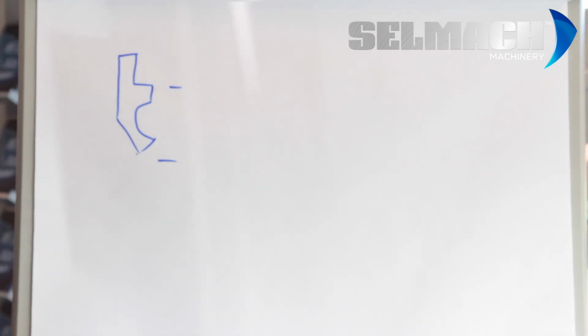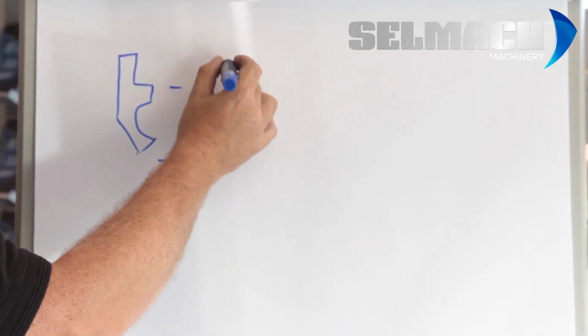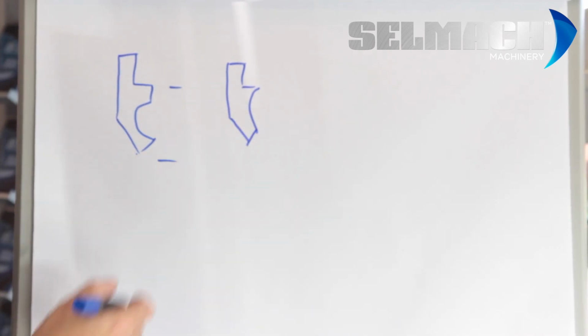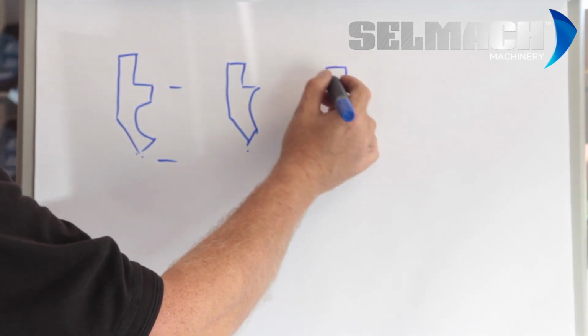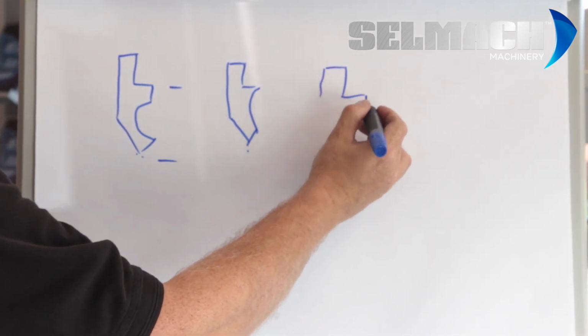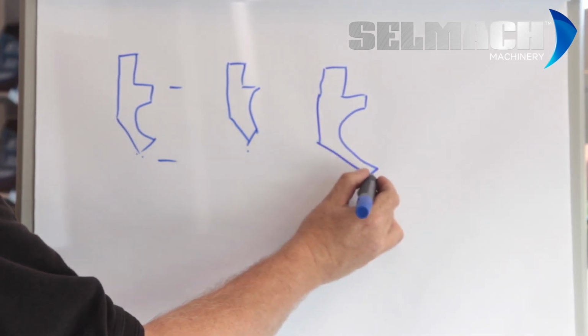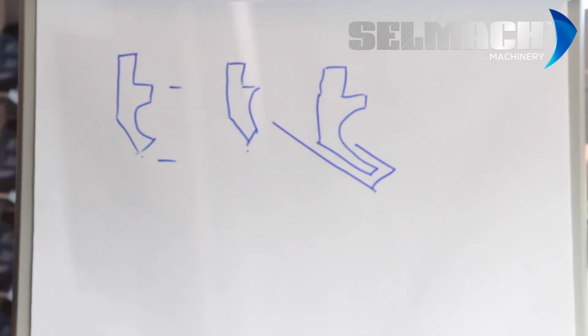We also do a gooseneck with a 45 degree nose. And again, don't forget, we do them with different radiuses depending on the material thickness that you're folding. Another type of tool would be a swan neck. This is for folding very tight channels.